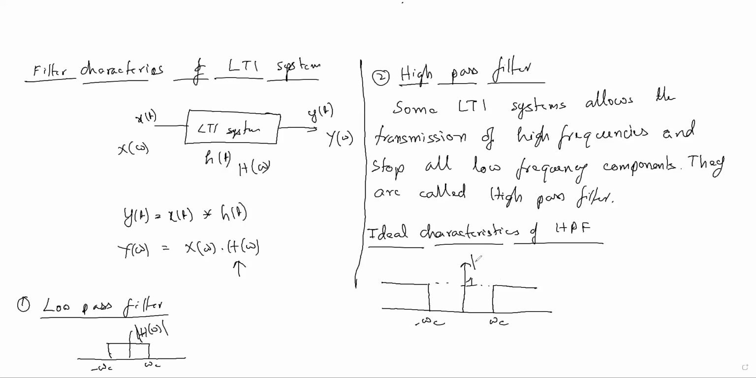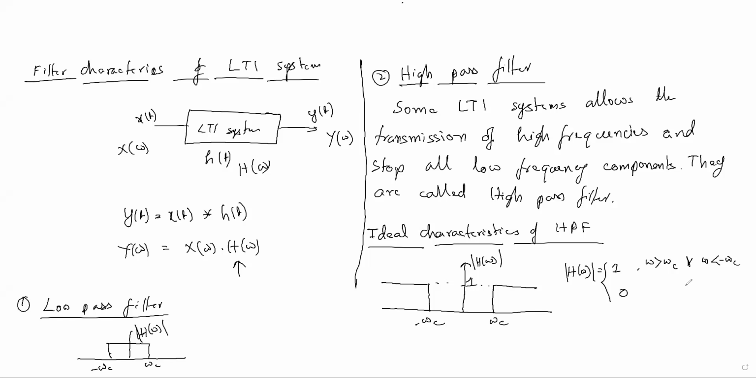So this is the characteristics or shape of the H of omega. If you find a filter whose characteristics are like this, that filter is called a high pass filter. If you want to write it as a mathematical formula, then H of omega equals 1 for modulus of omega greater than omega c. That is, it represents 1 for omega greater than omega c and omega less than minus omega c, and it will show 0 in between.